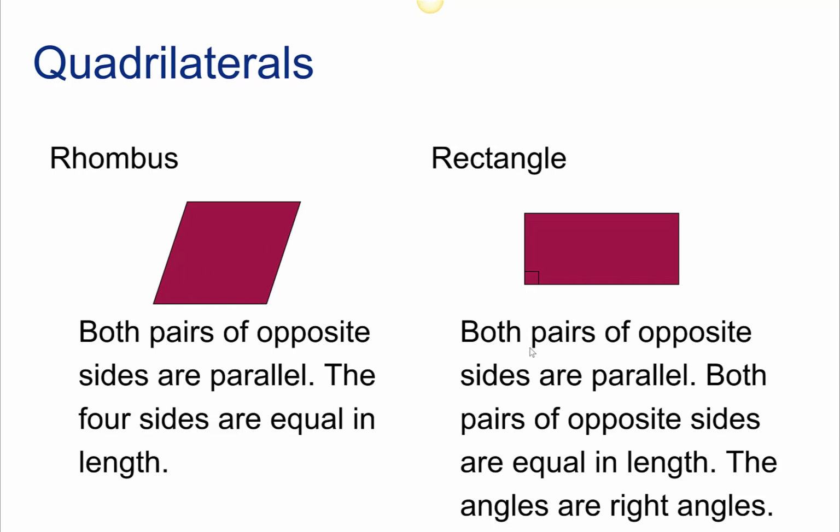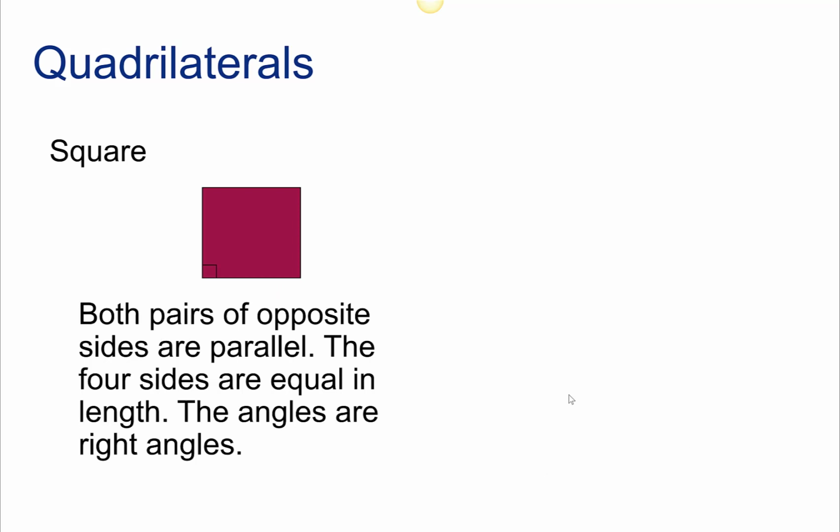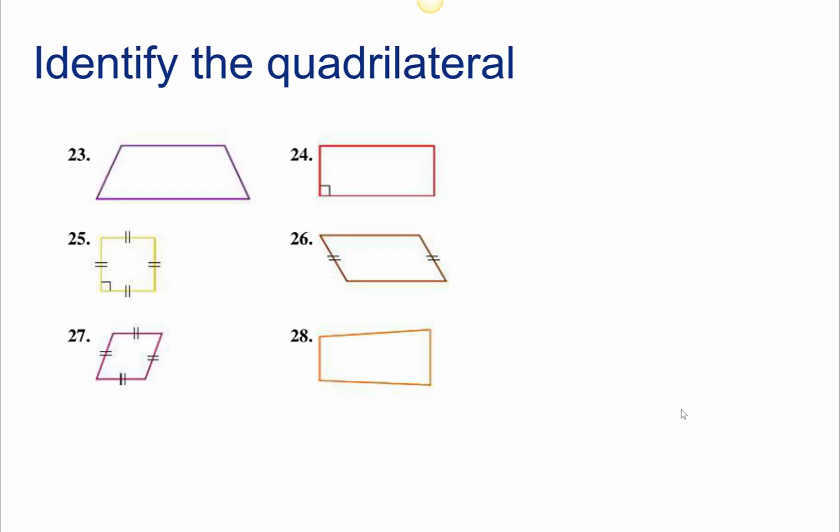A rectangle has both pairs of opposite sides parallel, and we also have right angles. And the square is like the rhombus, but now we've got right angles. All four sides are the same, and we have right angles in each of the corners.